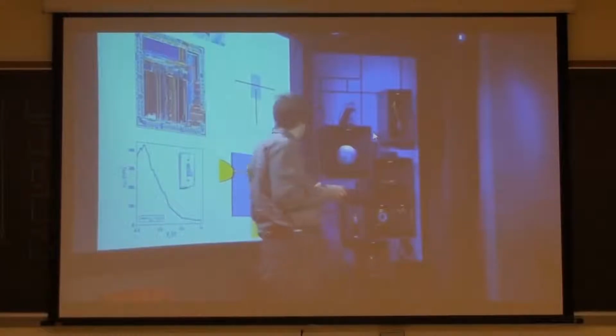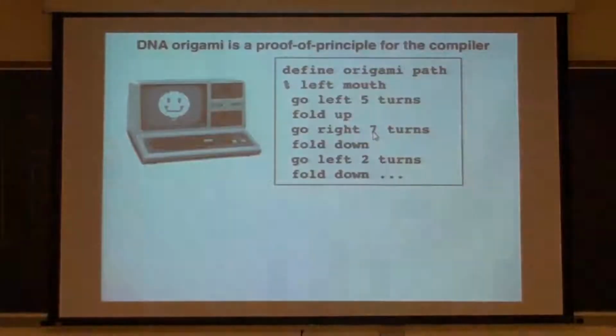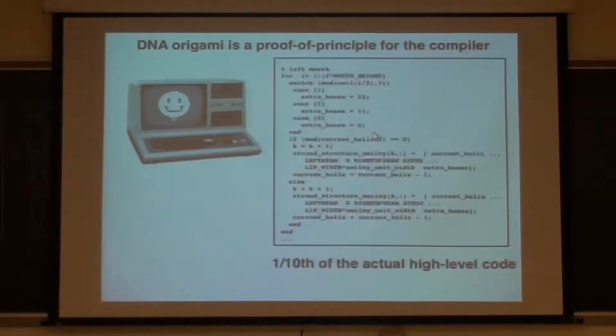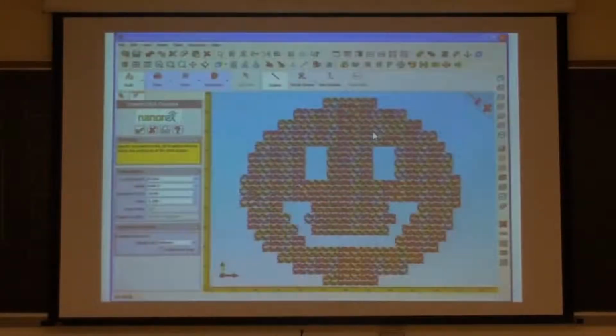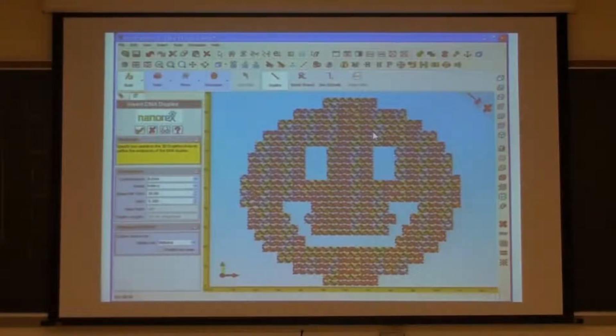Now, I want to get back to that compiler. The DNA origami is a proof that that compiler actually works. So you start with a high-level description of the origami in the computer. You can compile it to molecules, send it to a synthesizer, and it actually works. And it turns out that a company has made a nice program that's much better than my code, which is kind of ugly, and will allow us to do this in a nice visual computer-aided design way.